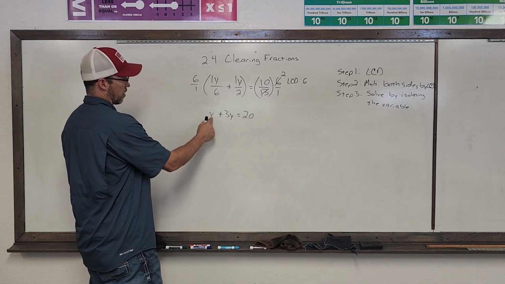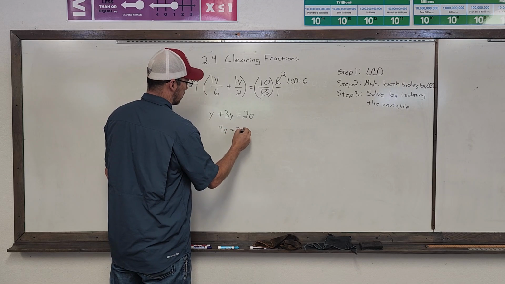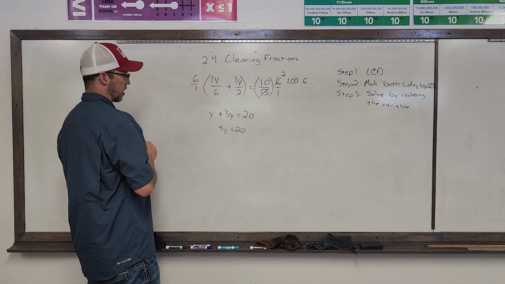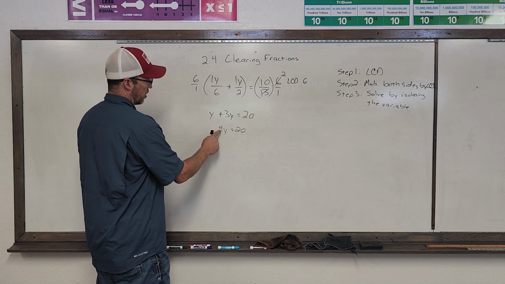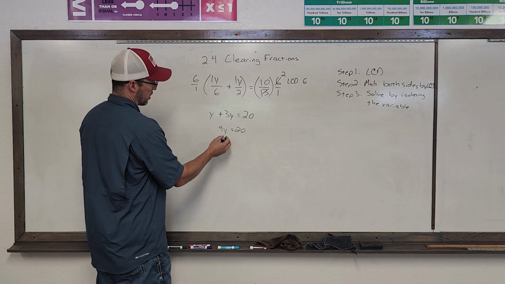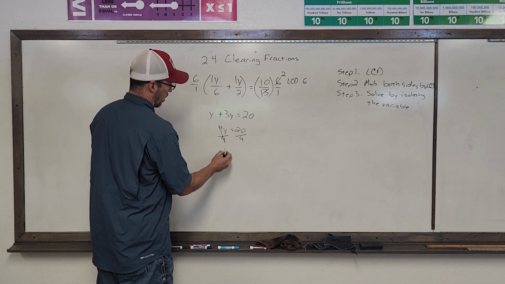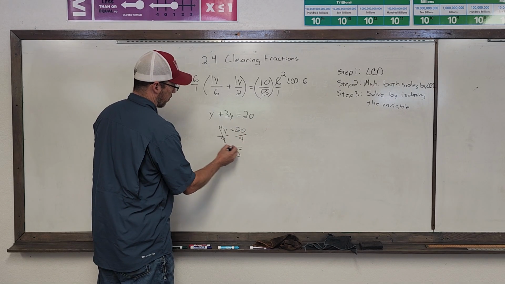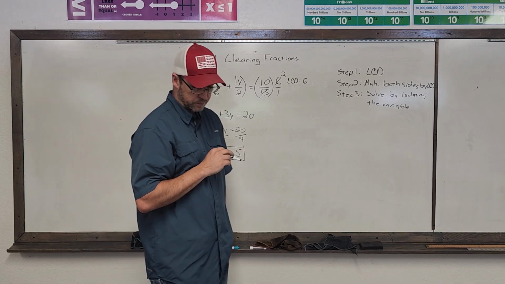Combine like terms. I've got y plus 3y is 4y equals 20. I'm going to use the multiplication property of equality to get rid of this 4. It's 4 times y. The opposite of multiplication is division. So I'm going to get y equals 5. And you can plug 5 back in and check. All right.